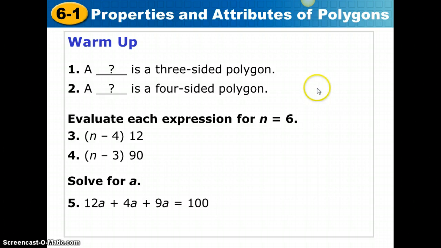A blank is a three-sided polygon. That would be a triangle. A four-sided polygon is a quadrilateral. If you wrote square or rectangle, those are specific quadrilaterals that we will get to later, but quadrilateral is the word we should have.